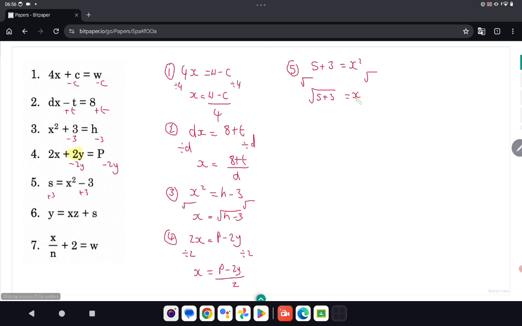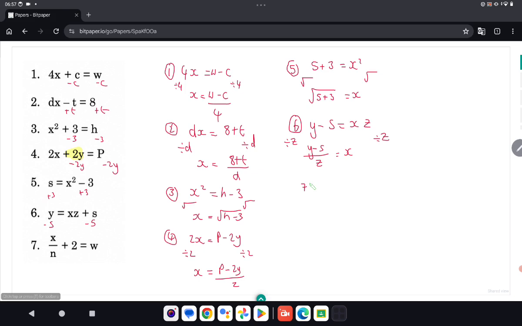Question 6. First of all, we need to get rid of this s. So we're going to subtract s from both sides. So y minus s is equal to xz. Then we're going to get rid of the z. So we're going to divide both sides by z, which gives us (y minus s) all over z equal to x.